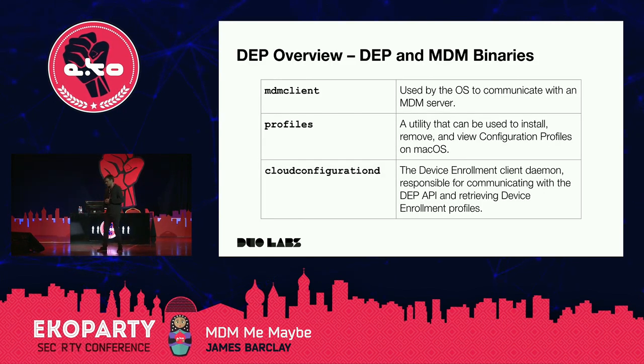So before I dive in, just wanted to define some of the binaries that we'll be talking about throughout this talk. So first we have the MDM client. I said earlier that when referring to Apple's MDM, it covers clients and servers that implement support for the MDM protocol. The MDM client binary is the client side of that. Profiles is just a utility that's used to manage configuration profiles on macOS. And then Cloud Configuration D, the so-called device enrollment daemon, is responsible for communicating with the DEP API.